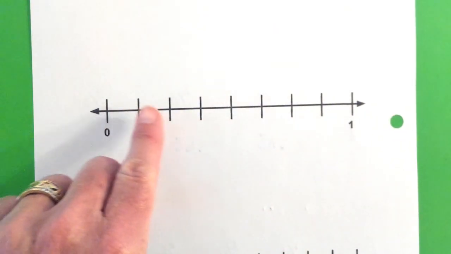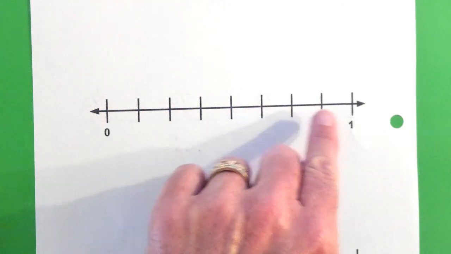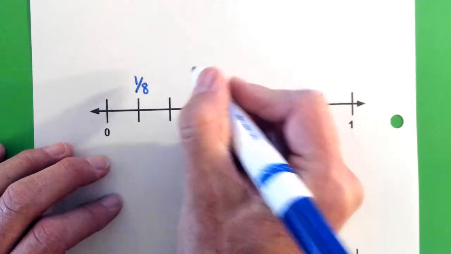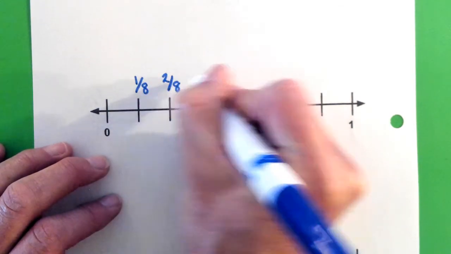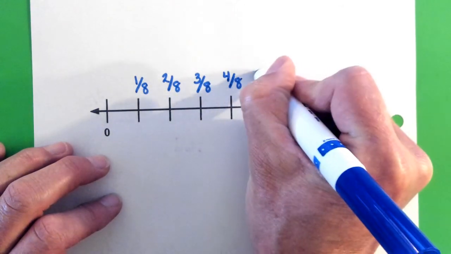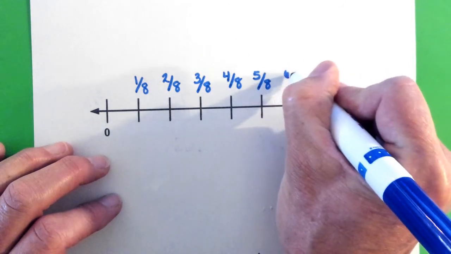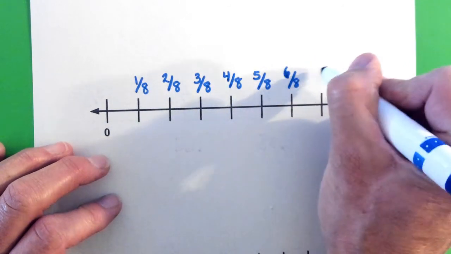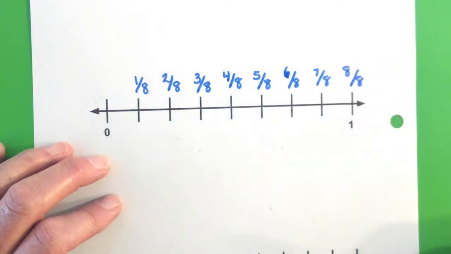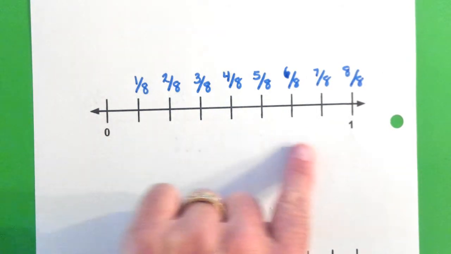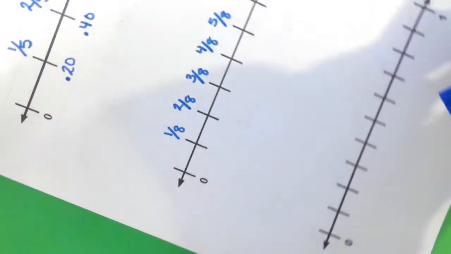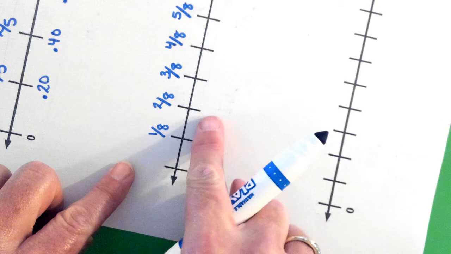This is divided into 1, 2, 3, 4, 5, 6, 7, 8. Of course the bell rings. So the first one is 1 out of 8, 2 8s, 3 8s, 4 8s, 5 8s, 6 8s, 7 8s, and then 8 8s, 1 whole. Now, writing the decimals in here got really squished. So one of my first period students had a brilliant idea. Turn the paper sideways and then write them along this way.